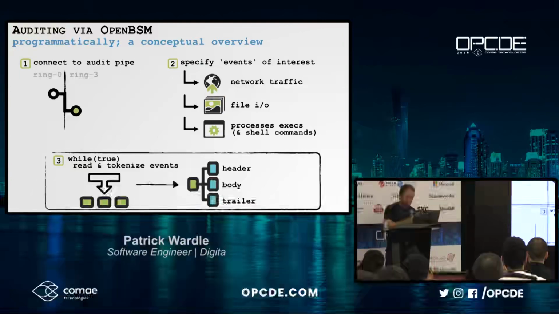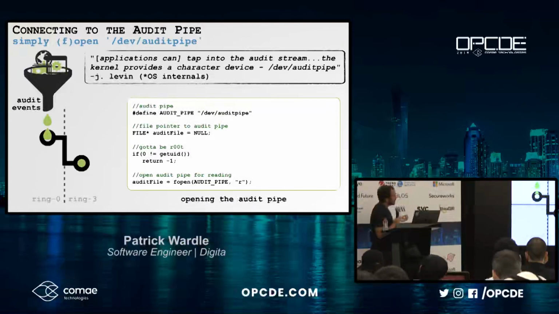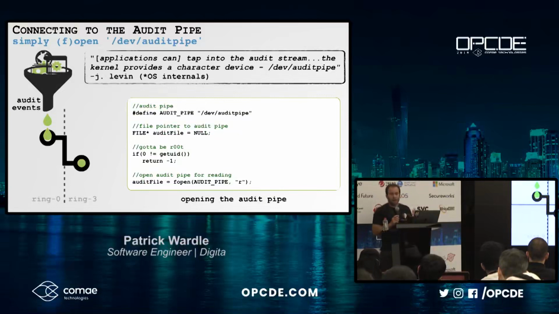So pretty standard. I mentioned step one is to connect to the user mode OpenBSM audit pipe. In code, as root, you just call fopen on this pipe, and it's at /dev/auditpipe. Then as audit events are captured, they will be written out to this pipe from kernel mode.